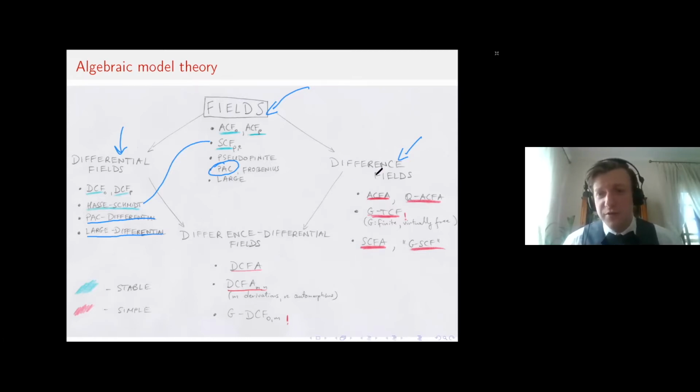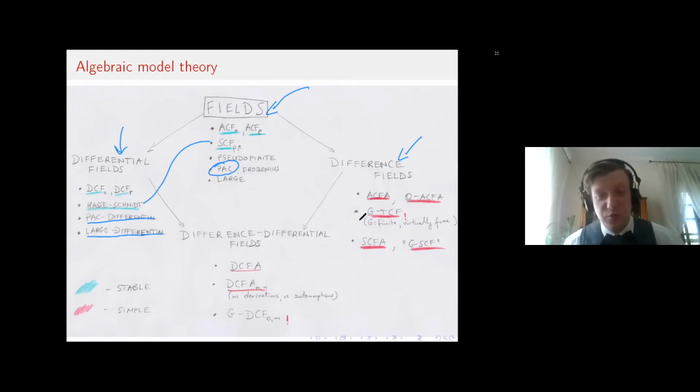On the other hand, you have difference fields. So ACFA is an existentially closed field with one automorphism. Then you have QACFA, an existentially closed field with an automorphism, which corresponds to Q, the rationals. And then you have GTCF, because GTCF is the model companion of the theory of fields with group action of a given group G. So we fix a group G. I will tell you more details about this later on.